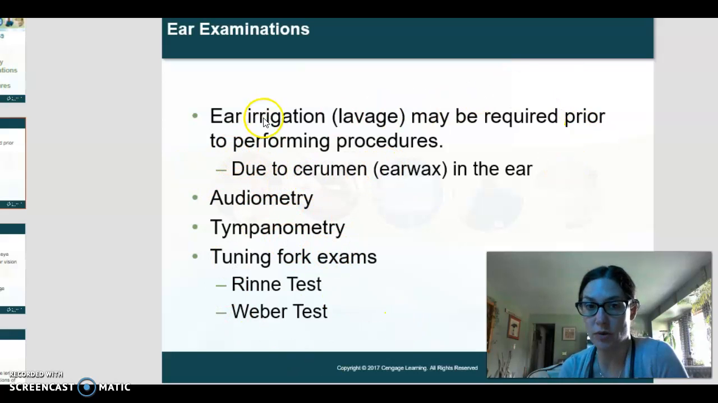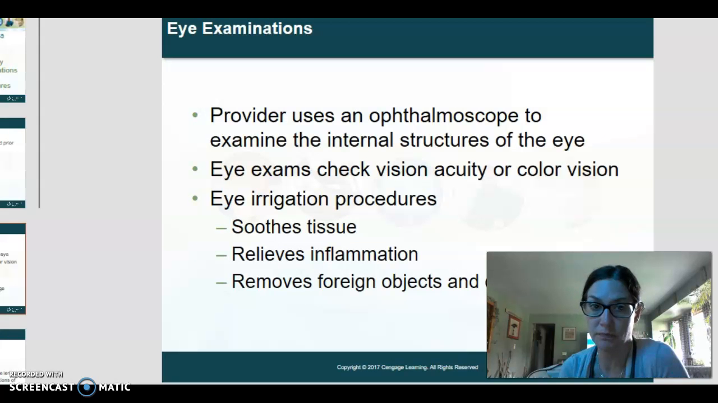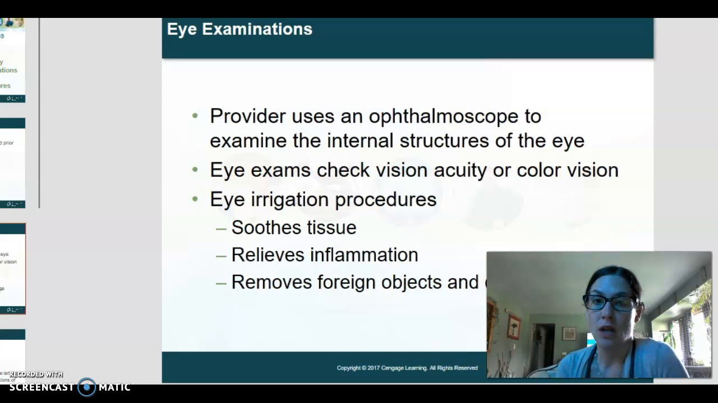The top two up here, the ear irrigation and removing the earwax that's impacted, you will do those, and those are billable. So if you do one, you have to make a notation that you did it that day because that's something that we can bill to insurance. So don't just do that and not tell somebody. You want to let the doctor know that you did that because that's a billable procedure. Important to know.